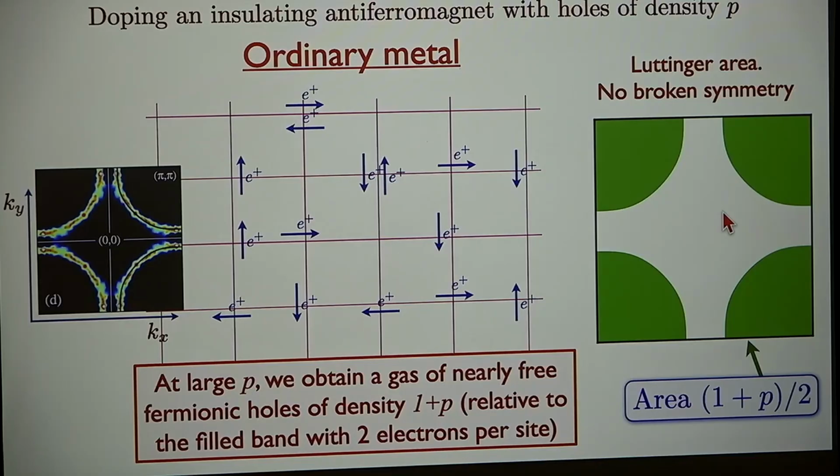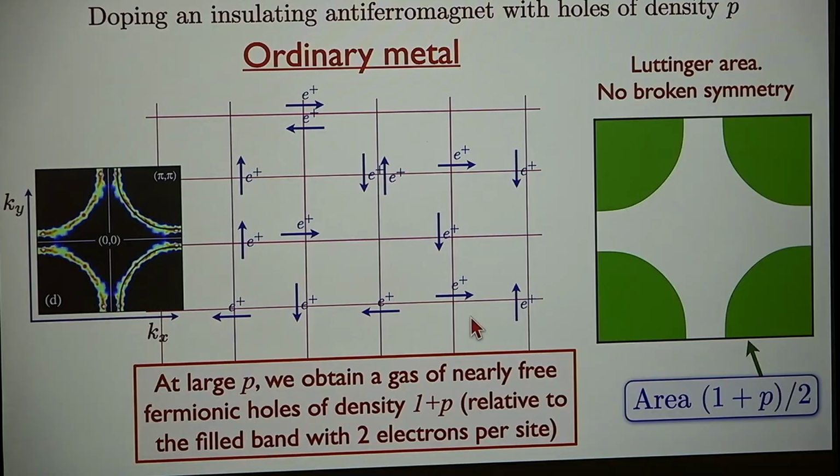So the density of holes is 1 plus P. This is density of holes 1 plus P because you're always looking at density relative to a filled band, not the half filling, okay? So in the Luttinger count, you count everything. Everything is mod 2, of course, which are filled bands. So the true density in the Luttinger count is 1 plus P. The factor of 2 is from spin. There's 2 states for momentum, so you're down by a factor of 2. And that's exactly what you see.